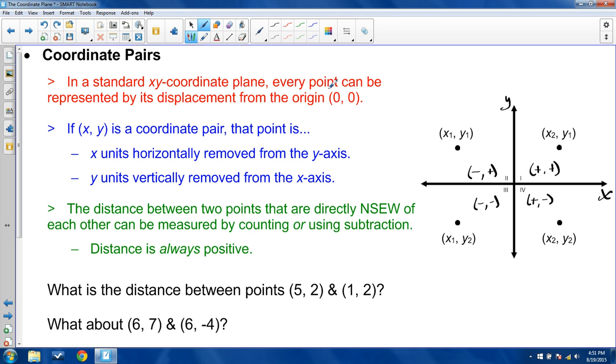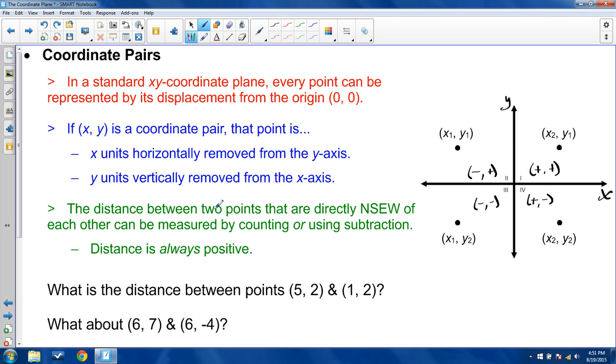In a standard xy coordinate plane, every point can be represented by its displacement from the origin. So this is x2 units away from the origin. If I go horizontally from the y-axis, I go x2 units to the right here, and then I'll go y1 units up, removed from the x-axis, right there to place that point, etc.